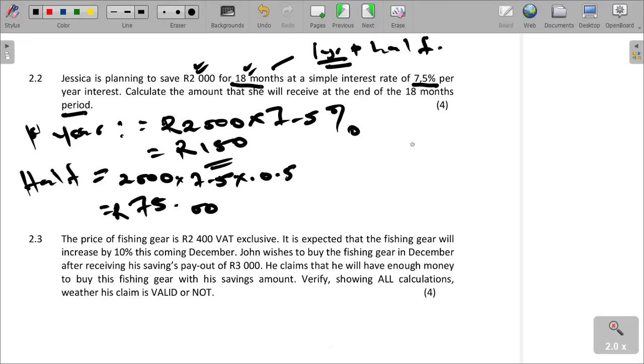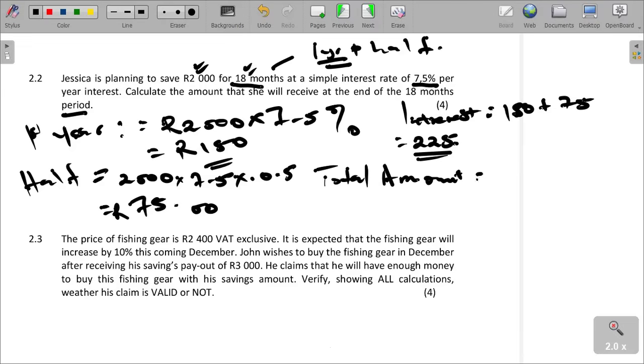So the interest that she's going to have is 150 plus 75, which gives us 225. So the interest that she will have is 225. The total amount therefore is 225 plus 2,000, that is 2,000 plus 225, which is going to give us 2,225.